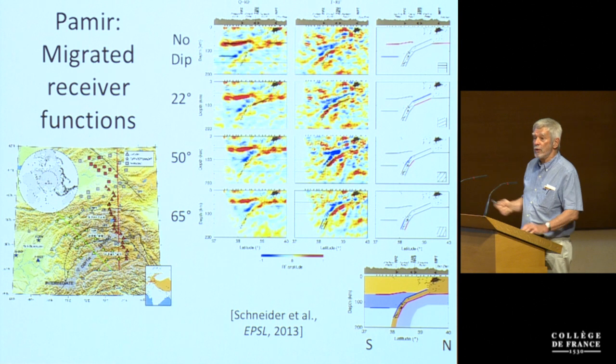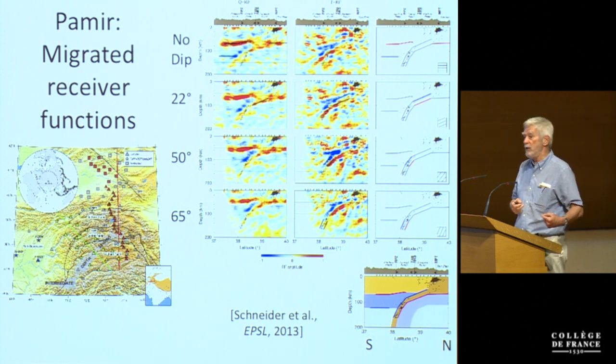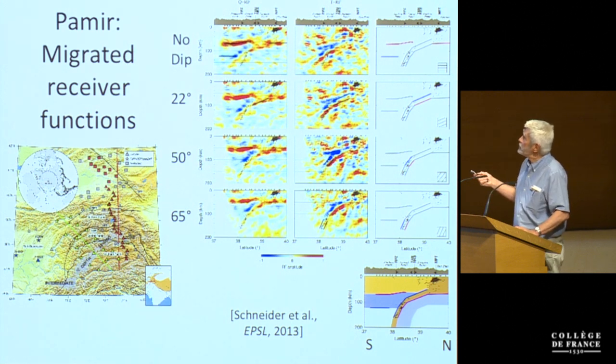The colors are showing the strength, mapped into depth, of the S wave that is formed by the conversion of the P wave hitting some interface. So a P wave comes up from depth, from a distant earthquake, hits an interface. Most of the P wave continues, but a little bit is converted to an S wave. It comes later than the P wave, and from the time delay, you get a depth.